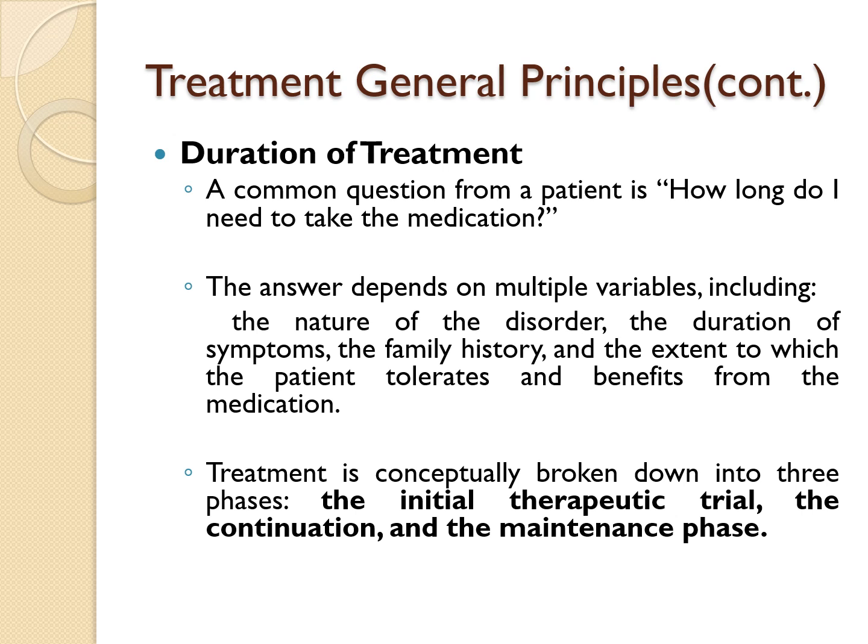The answer depends on multiple variables like the nature of the disorder, what kind of disorder the person is having, the duration of symptoms, whether genetic loading is there, and the extent to which the patient tolerates the side effects of the drug and benefits from the medication. So the risk-benefit ratio should be the considered point in defining the duration of treatment. Treatment is usually defined and conceptually broken down into the initial therapeutic trial, the continuation phase, and the maintenance phase.